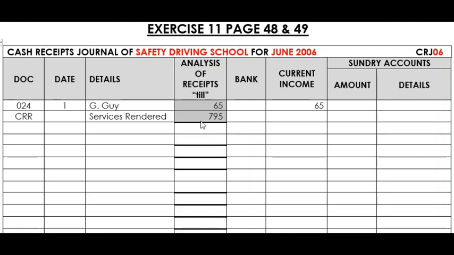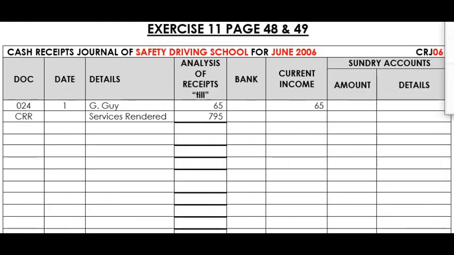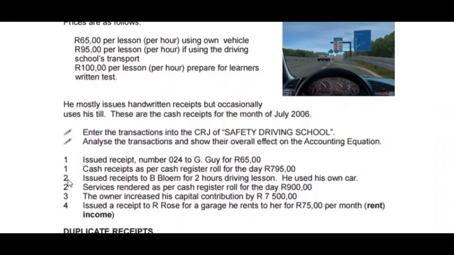So you draw that thick line indicating that you are done for the day and you can bank your money. Okay, so you will bank the total, which will be 65 plus 795, a total of 860 Rand. Okay, so we can bank that total here. Sorry, let me just get there, 860 Rand. Please don't forget to indicate what the 795 Rand was received for. It was received for current income. Remember, the value in current income must be the same as the value in the analysis of receipts column. Don't write 860 there.